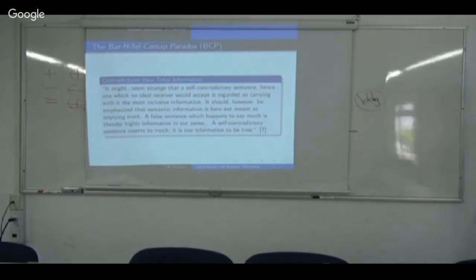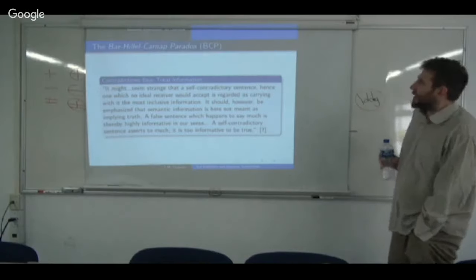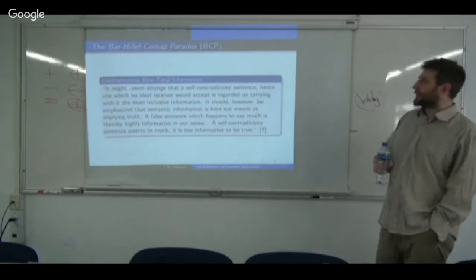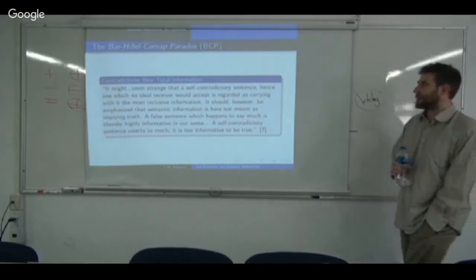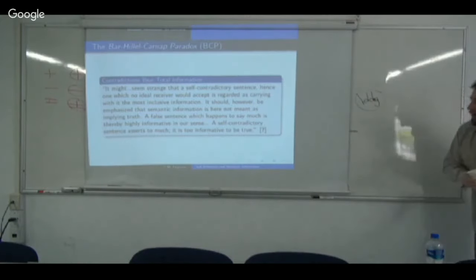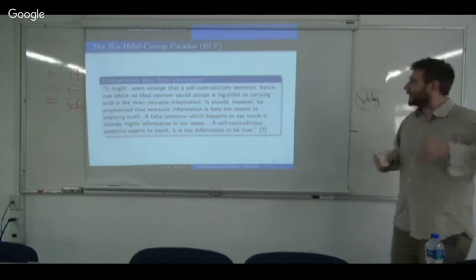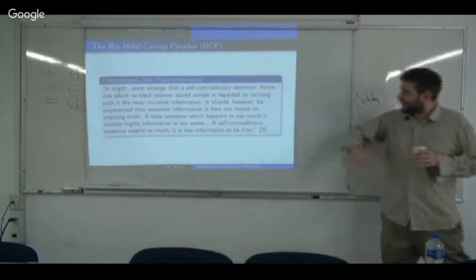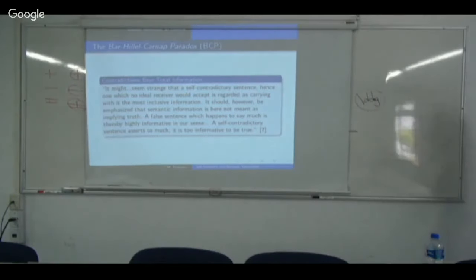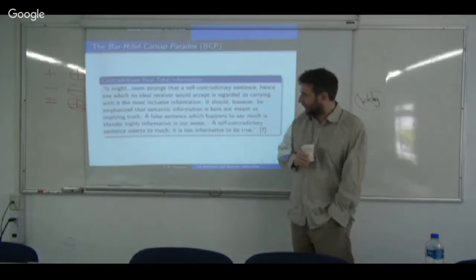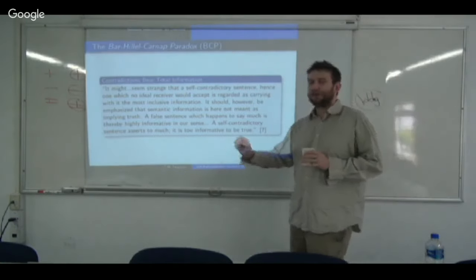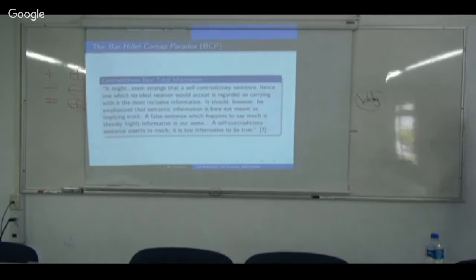So there's a quote from Barlow and Carnap where they identify this. They write that it might seem strange that a self-contradictory sentence, hence one which no receiver would accept, is regarded as carrying with it the most inclusive information. So they acknowledge that it might seem strange that something nobody would ever agree with would be informative in any sense, much less highly informative. It should be emphasized that semantic information is here not meant as implying truth. A false sentence, which happens to say much, is thereby highly informative in our sense. A self-contradictory sentence asserts too much. And there's a beautiful line right there: it is too informative to be true. I tend to find that to be satisfactory.